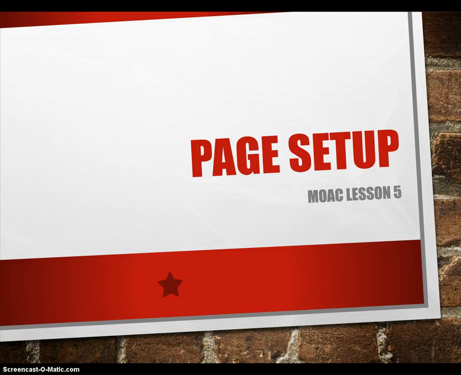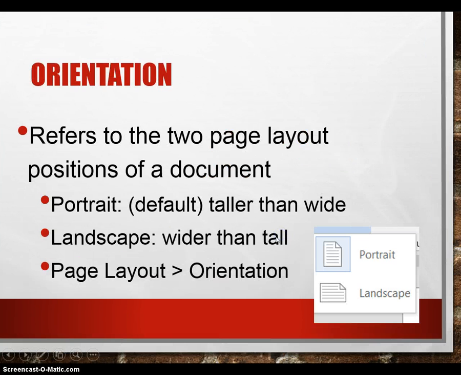The page setup notes. This is lesson 5. We're going to be dealing mainly with the page layout ribbon. The first thing on your ribbon is orientation. Now, orientation are your two different layouts, and the orientations are portrait and landscape. You know that portrait is taller than it is wide, and then landscape is wider than it is tall.